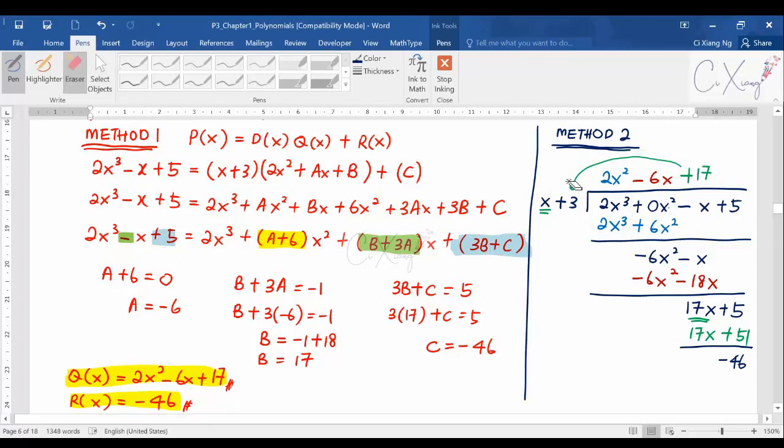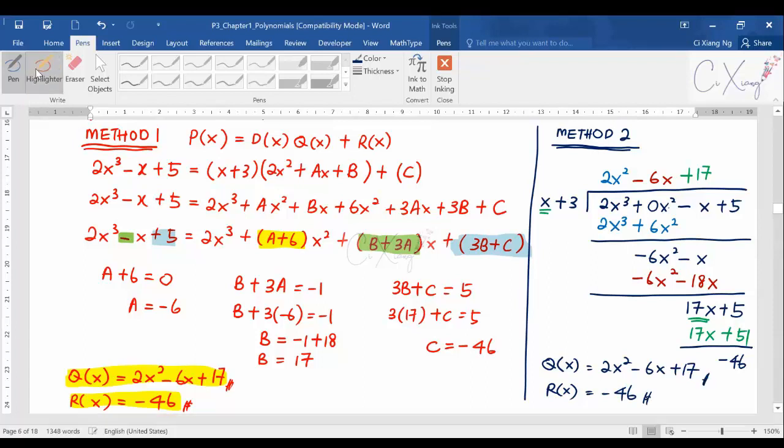Now if you want, try to write out the answer that they want. So what is the quotient here? The quotient is 2x squared minus 6x plus 17, and the remainder is negative 46. For long division of polynomials, I think you need to practice a little bit. Once you get used to the idea, it should be very easy. You already have the technique, you just need to get used to it using polynomials.